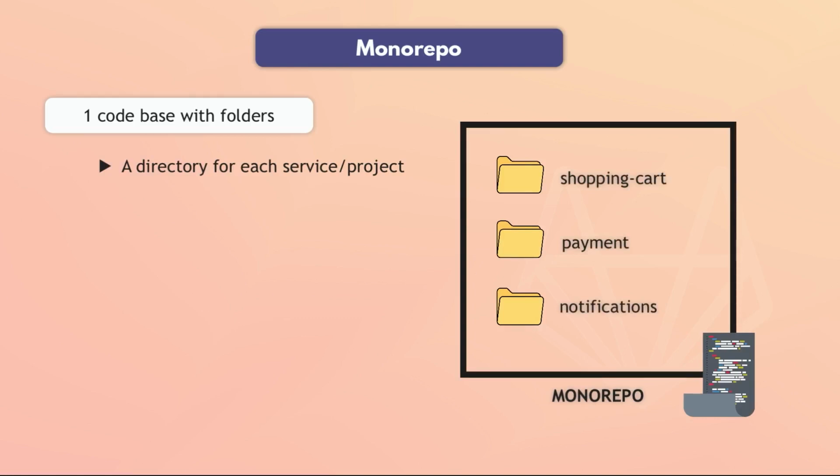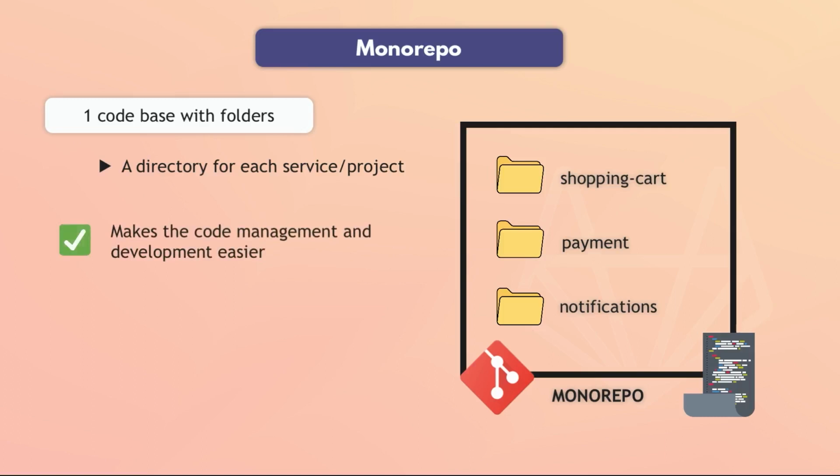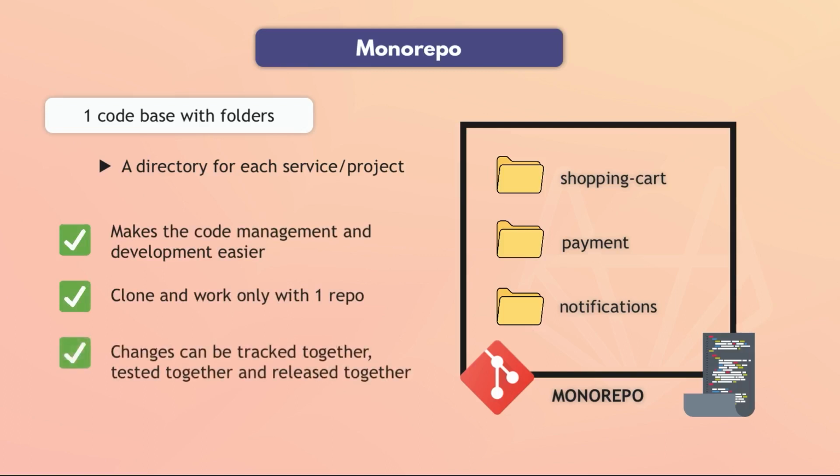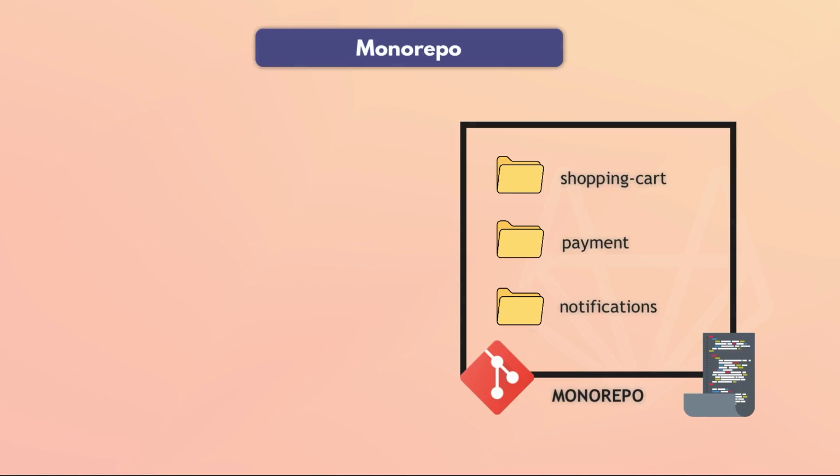And having a monorepo, meaning all the services still in one repository, makes the code management and development easier because you only have to clone and work with one repository. So it simplifies things. Plus, if you have some shared code between the services, like Kubernetes manifest templates or Helm chart or Docker Compose, whatever, you can put them in the root of the project and all the services can basically reuse them. But monorepo also comes with some challenges.